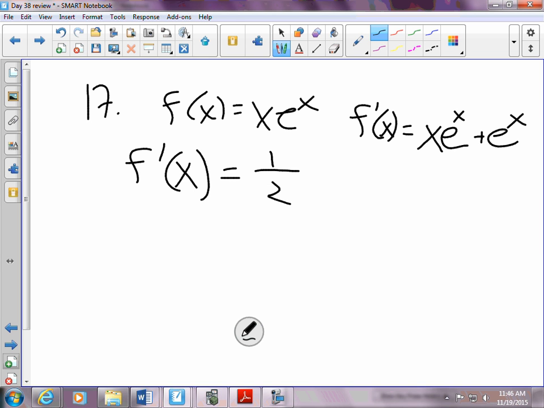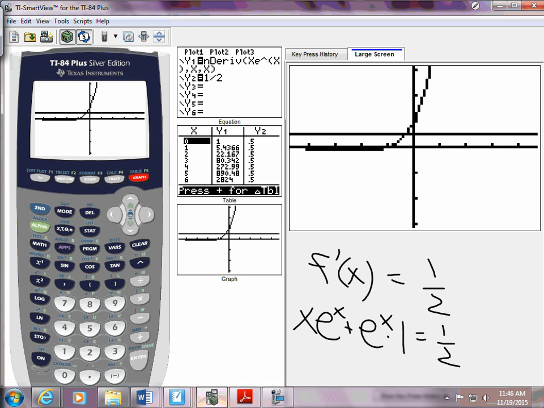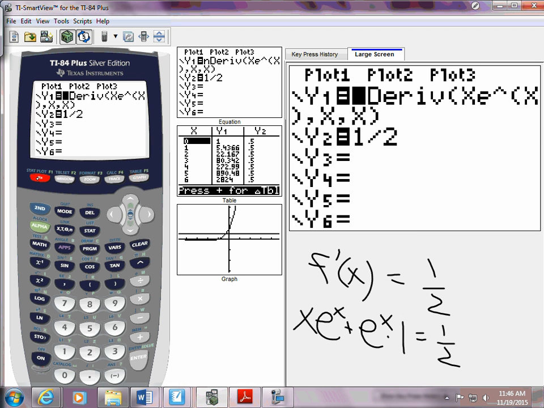The idea is this. We want to know where the derivative equals a half. If you graph them and find out where they intersect, that's where they're equal. So you can put one side in y1, one side in y2, and solve it that way. So I'll show you. Now on mine, what I've done here, instead of getting the derivative myself, x e to the x plus e to the x, is I was too lazy. It's using my calculator anyway.